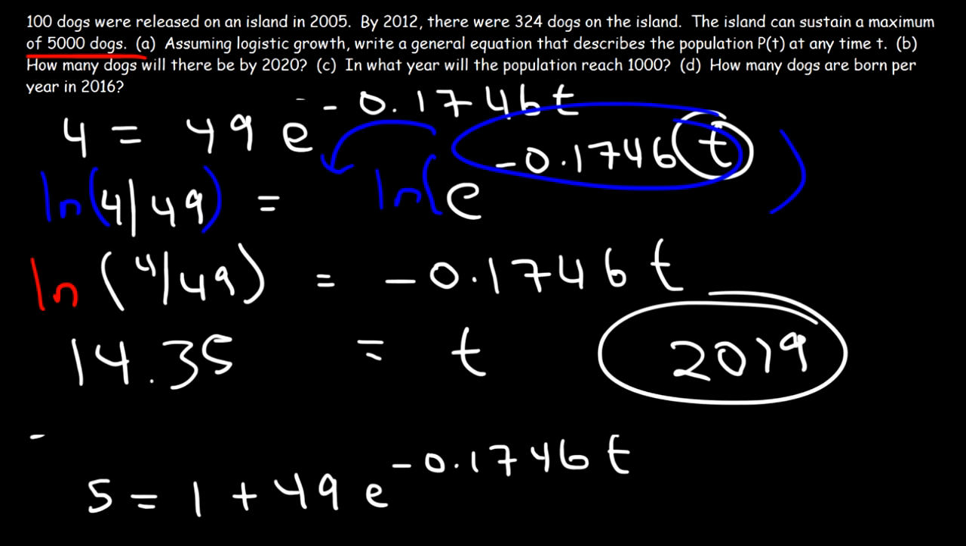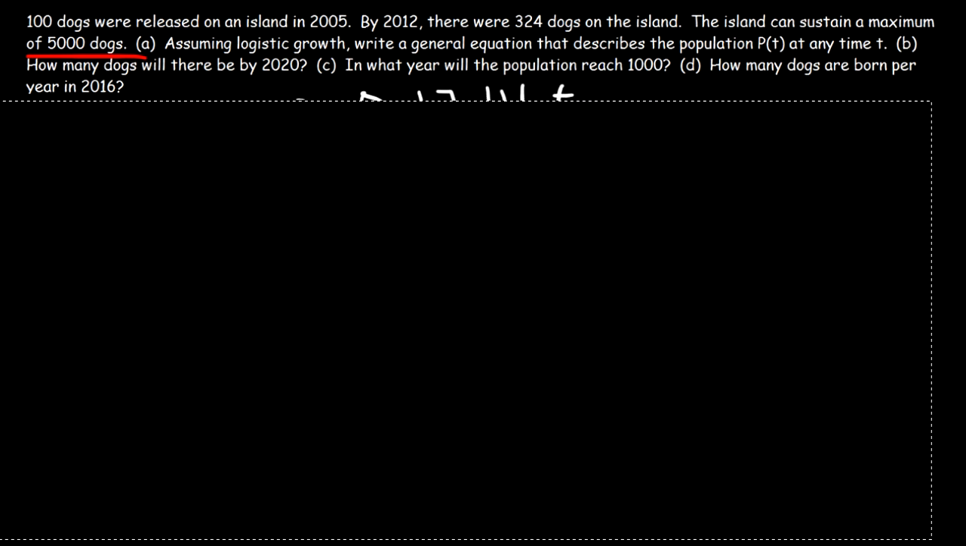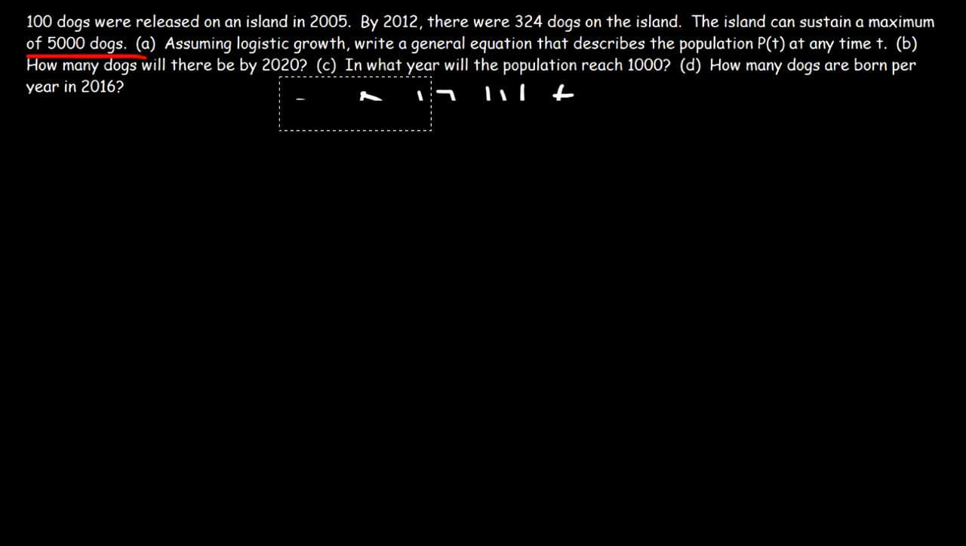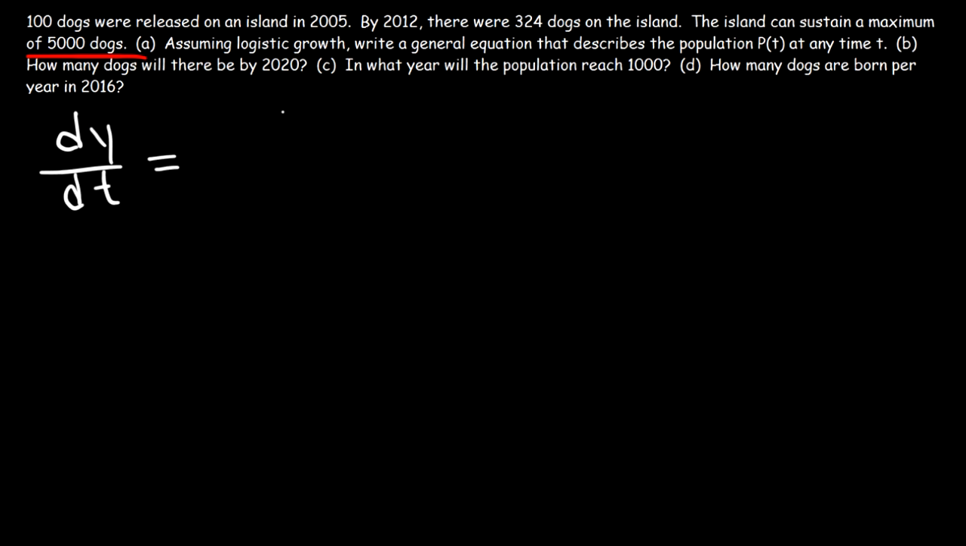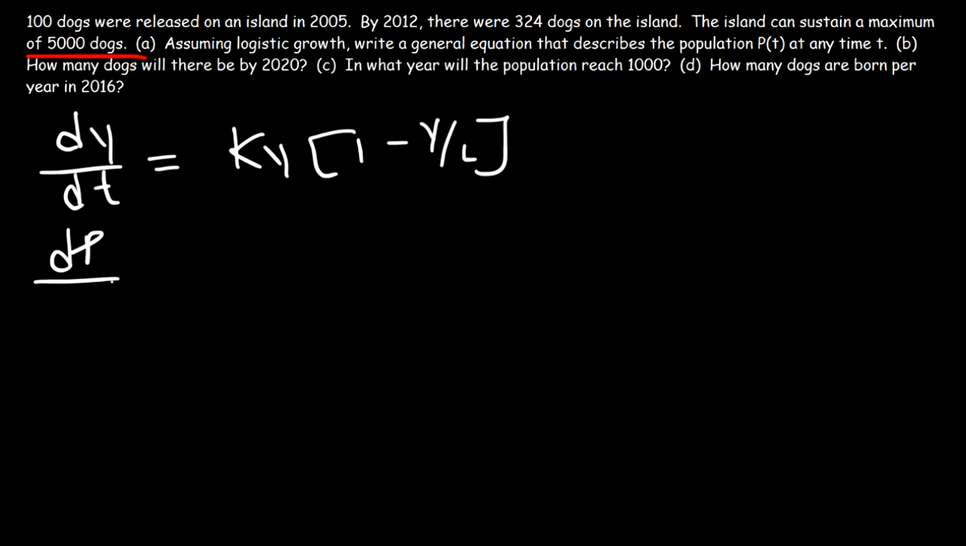Now, how many dogs are born per year in 2016? How can we find the answer to that problem? What equation can we use? To answer that, we need to use the differential equation dy over dt is equal to ky times 1 minus y over L. But y represents the population p. So let's replace y with p. Therefore, dp dt is equal to k times p multiplied by 1 minus p over L.